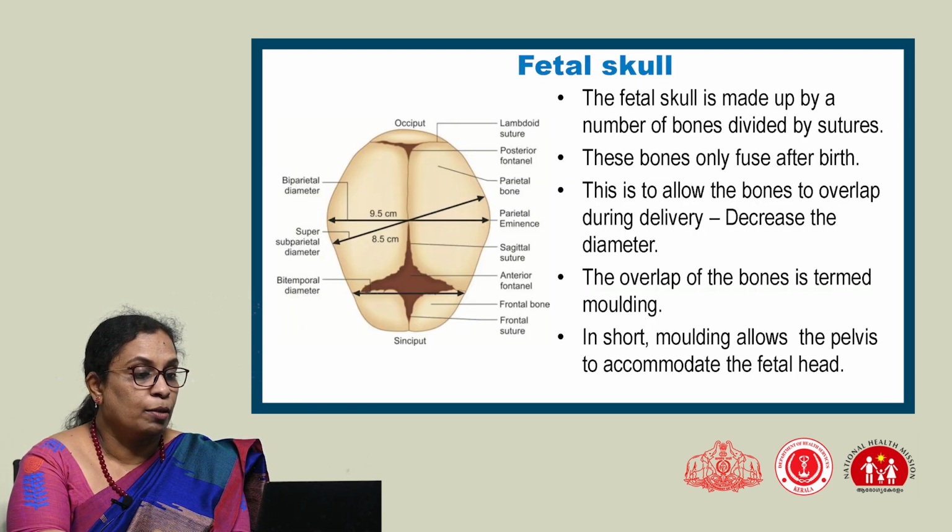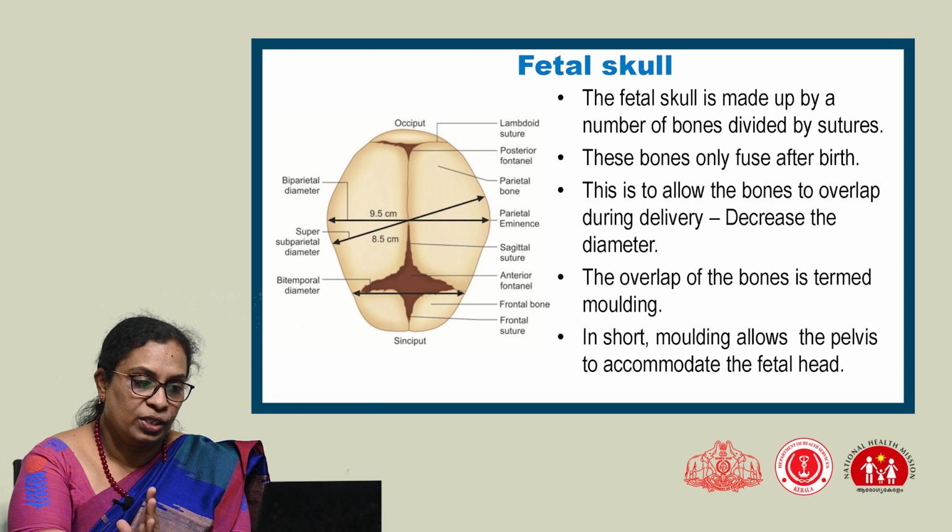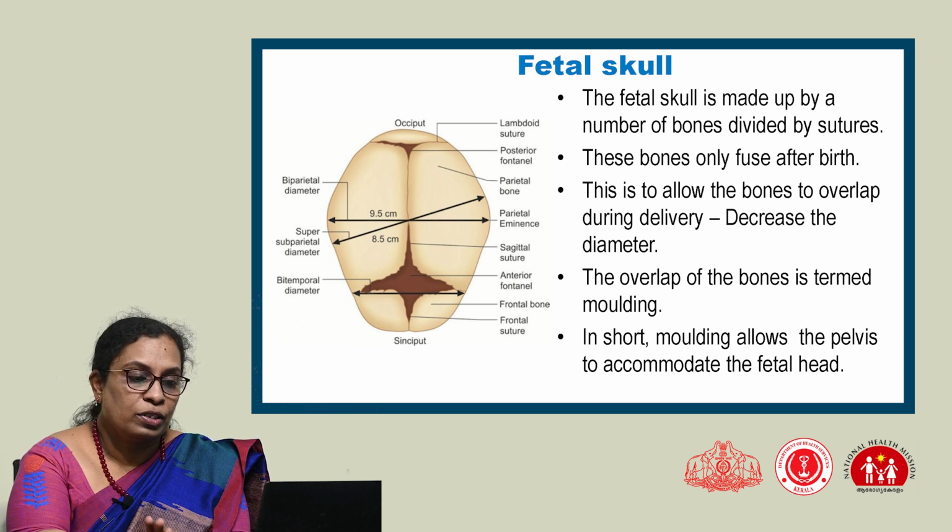And next comes the molding. Why molding? The fetal skull is made up of a number of bones which are divided by sutures, and these bones only fuse after birth. What is the purpose? It's because it should allow the fetal skull to pass the maternal pelvis. And the skull bones go on overlapping during delivery to decrease the diameter of the fetal skull, and the overlapping of the bone is termed as molding. In short, molding allows the pelvis to accommodate the fetal skull.